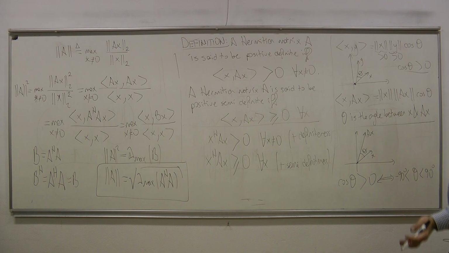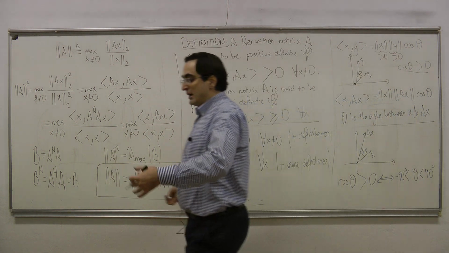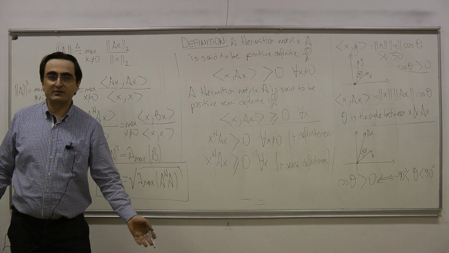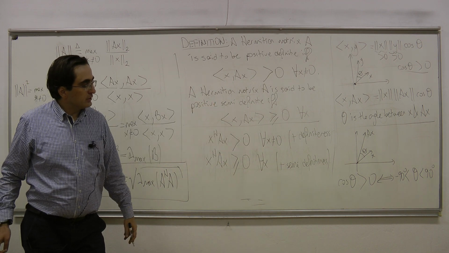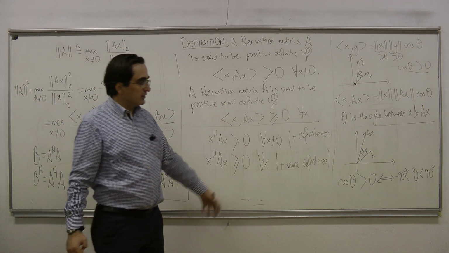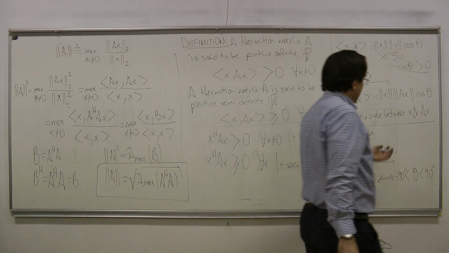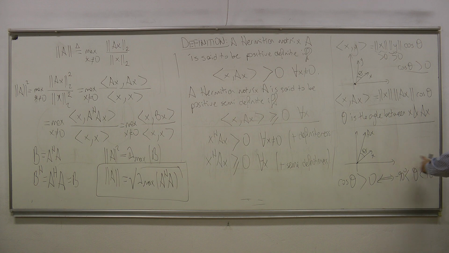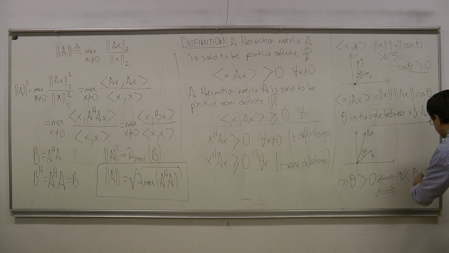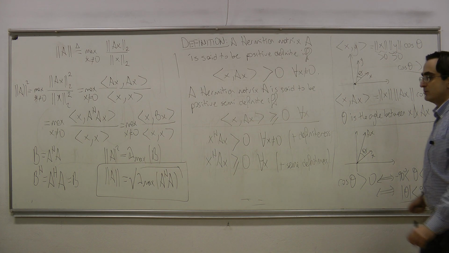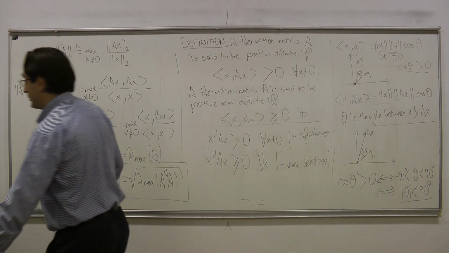I am here counting the angles only between minus 180 and 180. Of course, if I add some 360 degrees, there might be other ranges here. But here I am counting the angles only from minus 180 to 180. So that means that cosine is positive if and only if the absolute value of theta is strictly smaller than 90 degrees. Okay?